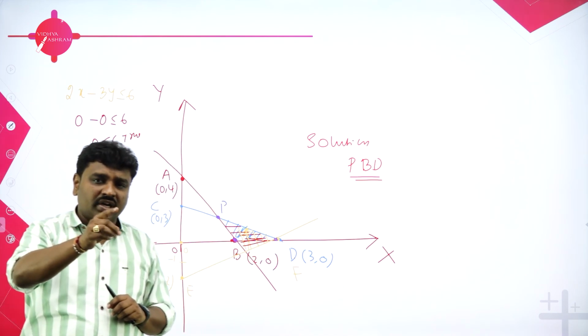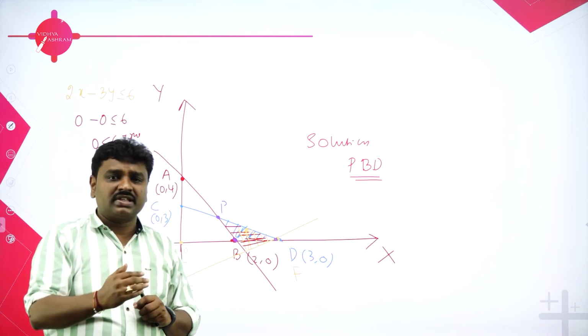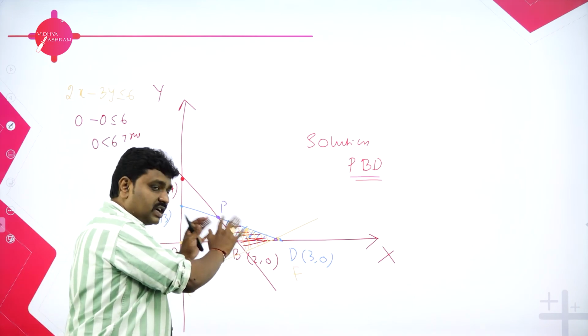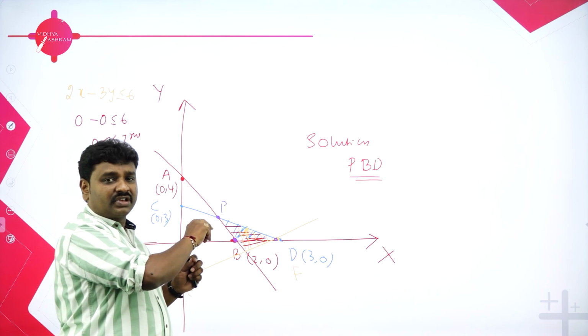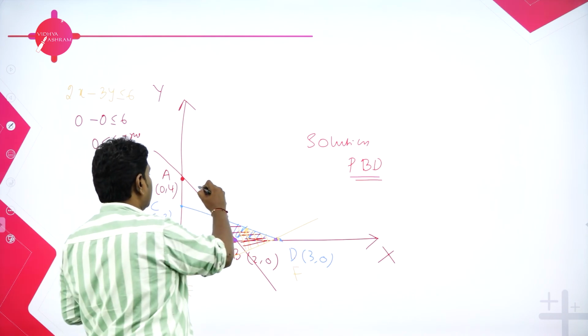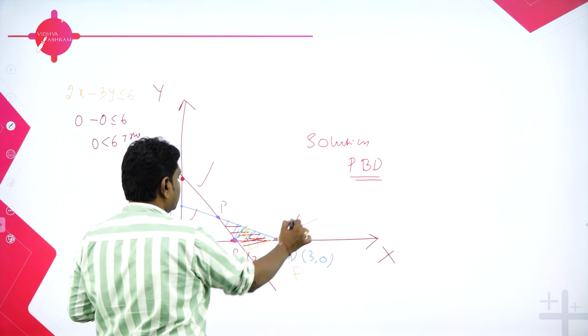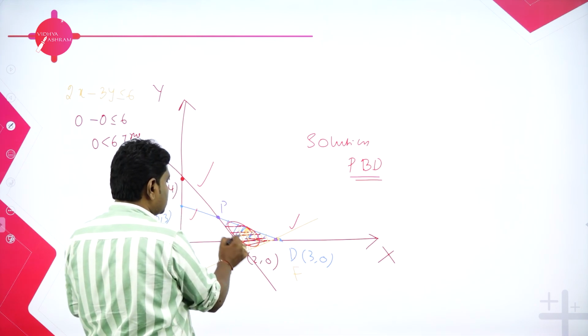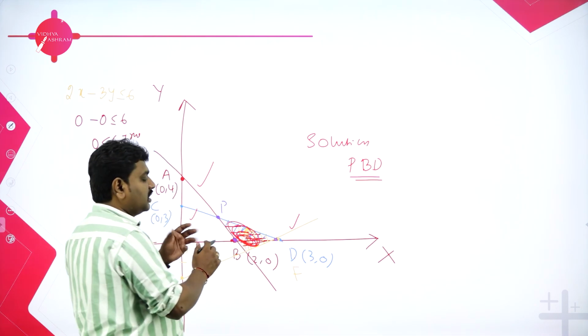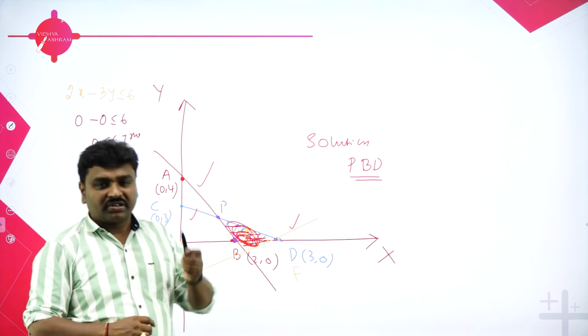Whenever you have more than one line, draw all the lines, shade all the lines. Where all the shadings mix, retain it. This is one line, this is the second line, this is the third line. All three lines are mixing in this region. This is the feasible region. Other than that, you should erase. So this is a solution region.